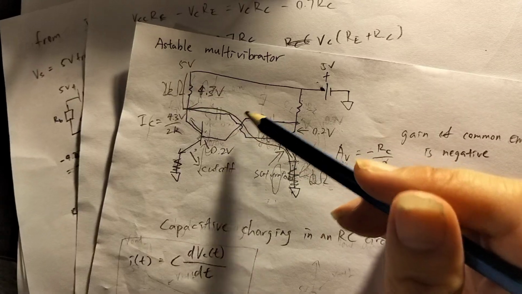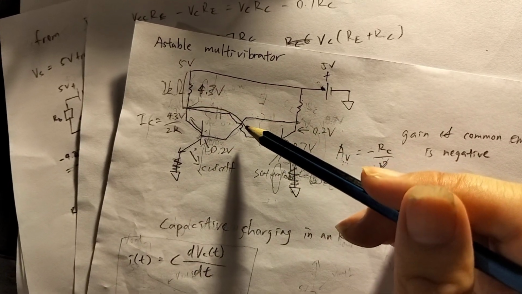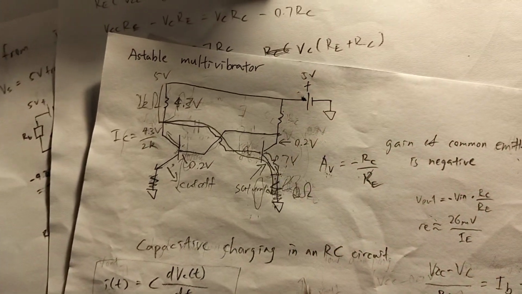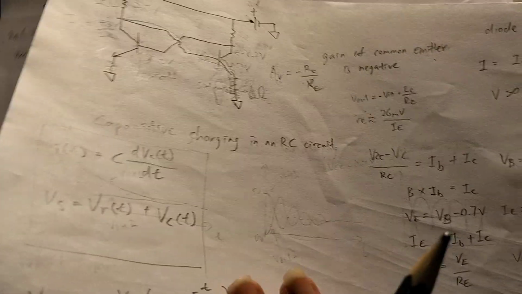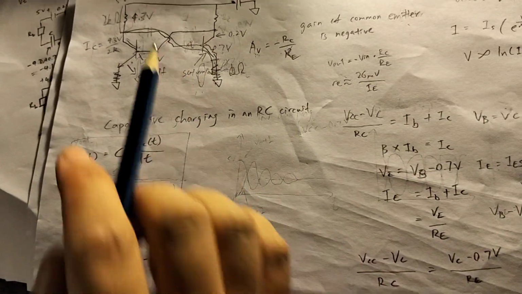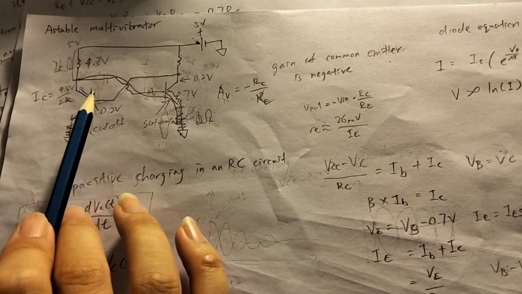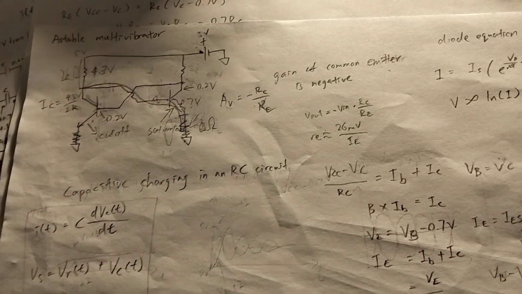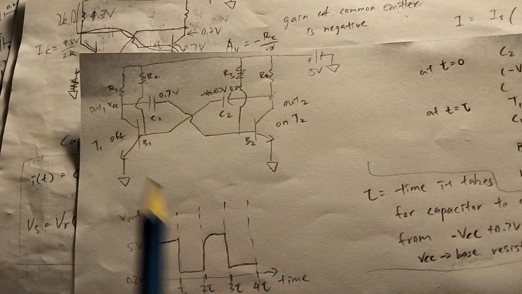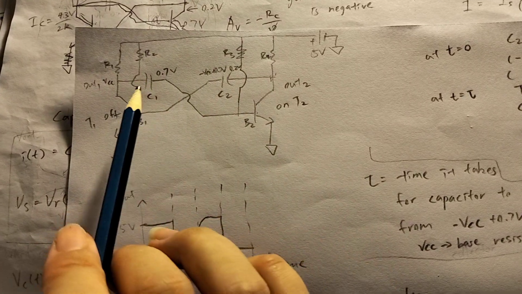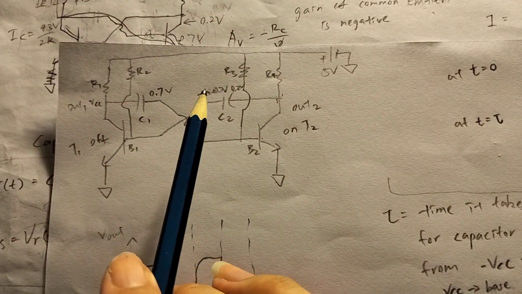And I breadboarded this, and this actually is true. So if you strip away everything in the astable multivibrator, you end up with a flip-flop that stores the two states, one in cutoff and one in saturation. So then why do we need everything else in the astable multivibrator? What is it actually doing?